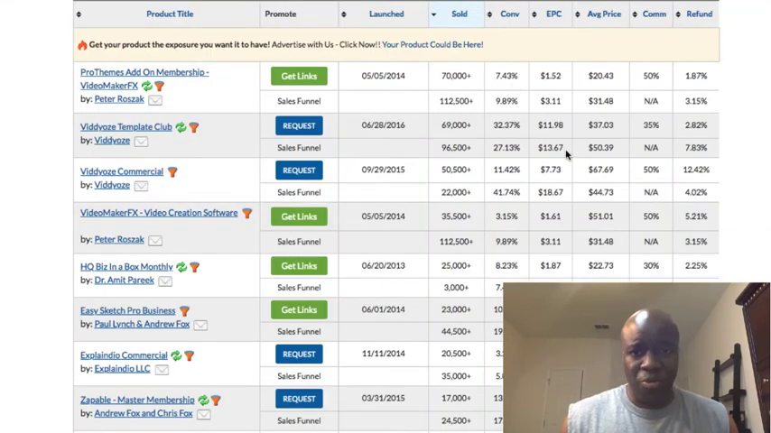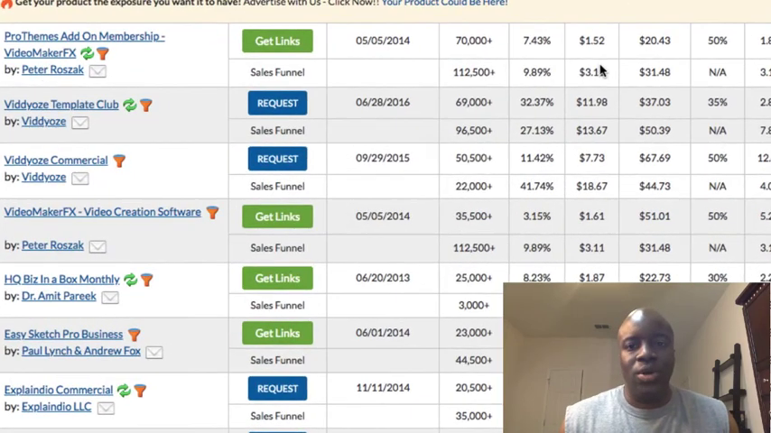Let's look at JV Zoo. Okay, JV Zoo, they have EPC here. That means earnings per click. Again, this first product is saying, on average, out of 70,000 units sold, you're making $1.52 per click, right? So $1.52 times 1,000 people. And even if all 1,000 people don't buy, on average, they're saying you're going to make $1.52, because you got to think about it.